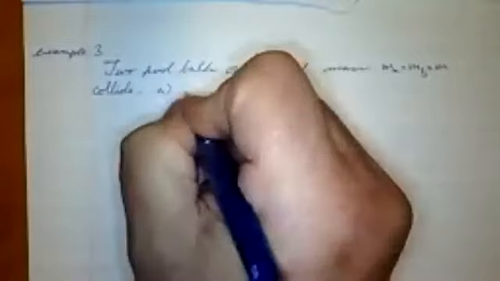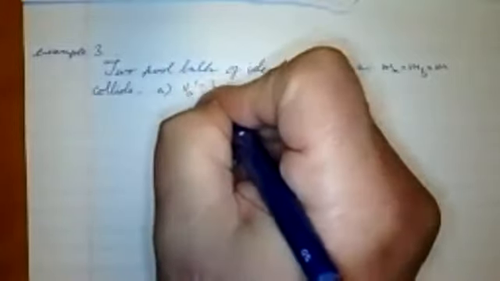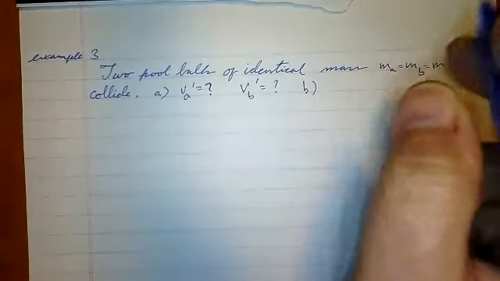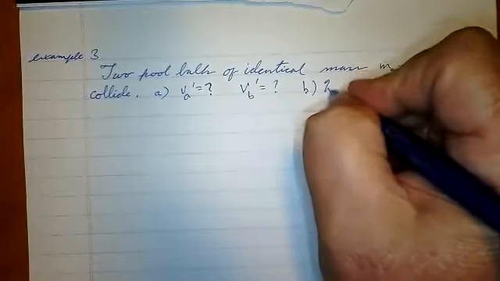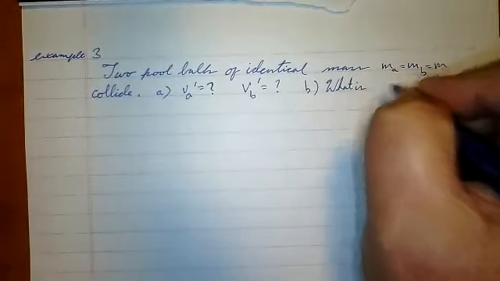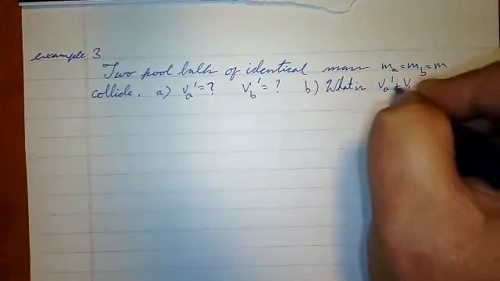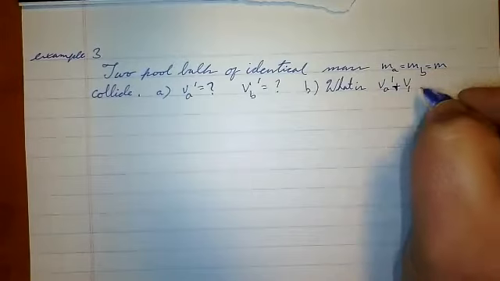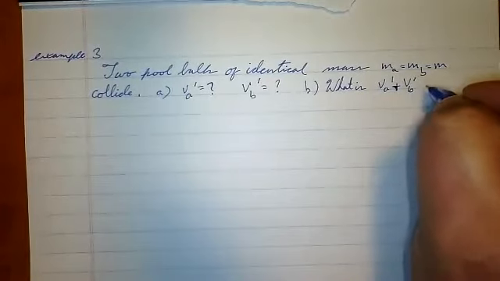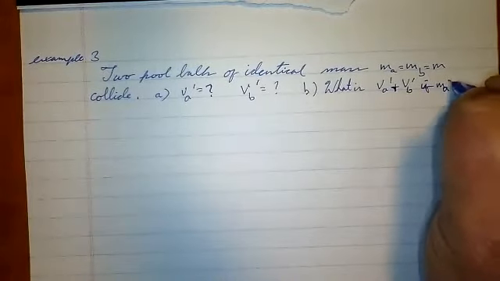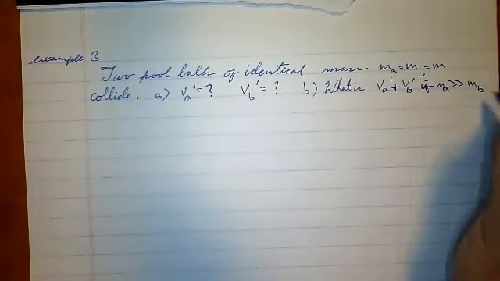A, VA prime is question mark, and VB prime is question mark. And then part B, what is VA prime and VB prime? That's not a sum, that means and, like ampersand. VB prime if MA is much, much greater than MB.